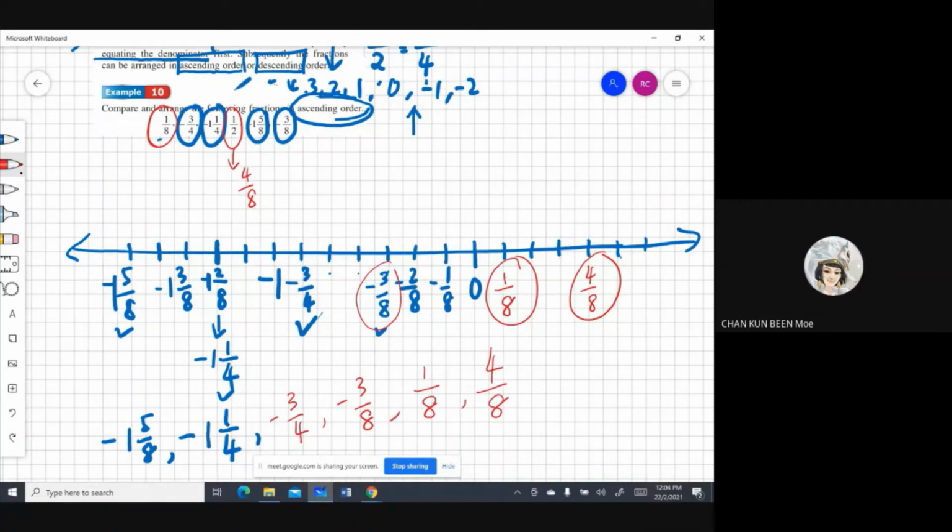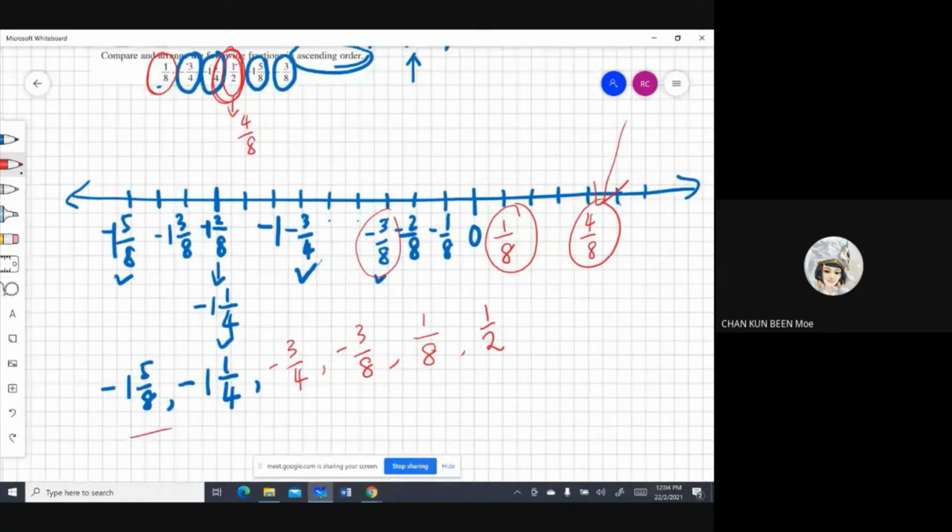But remember, there is one thing that we miss out, because 1 over 2 is not in the answer. So we cannot write 4 over 8 like this. We must change it back to the given question, because what is given in the question is 1 over 2. We cannot change the number. The 4 over 8 is just a guideline for you to find out the location of the fraction. So we have 6 fractions. Then it's already solved. Are you clear?